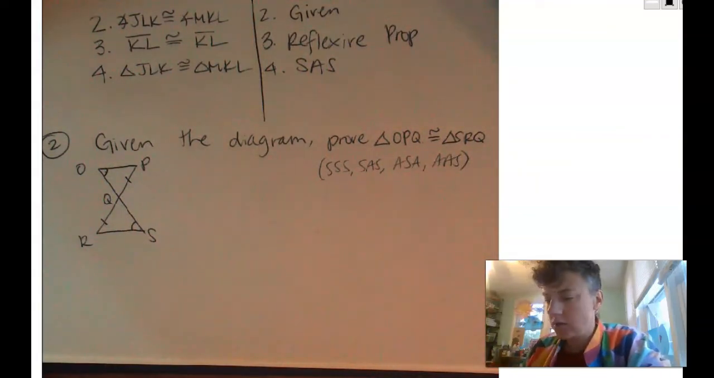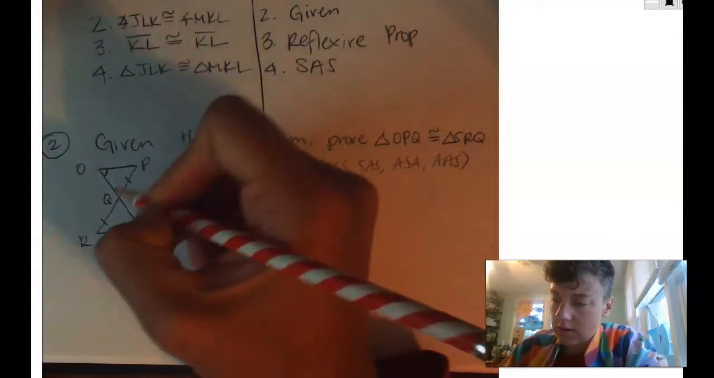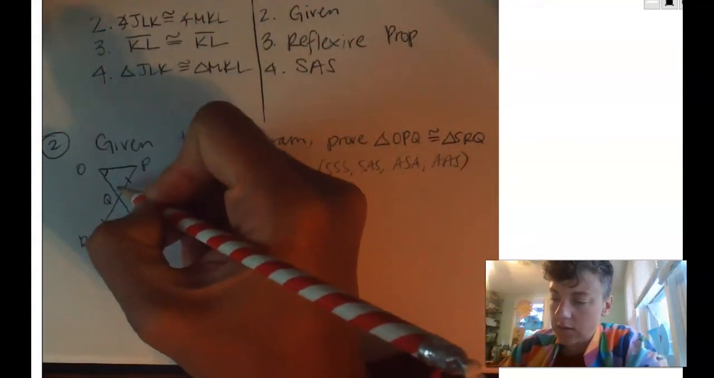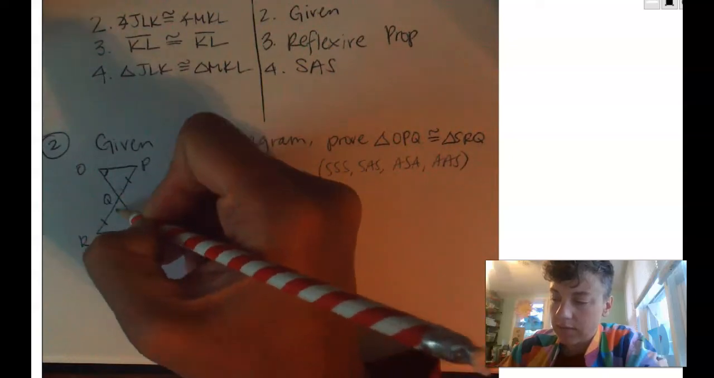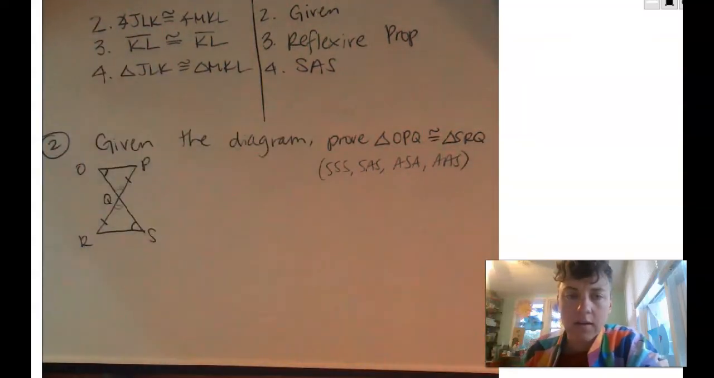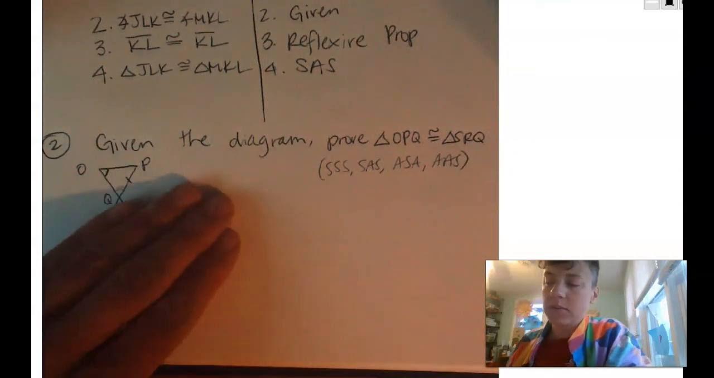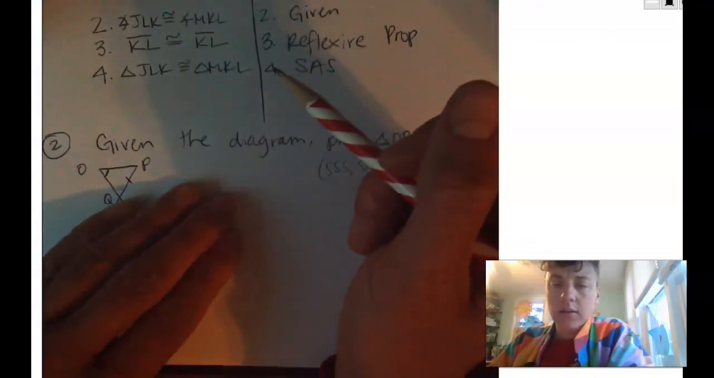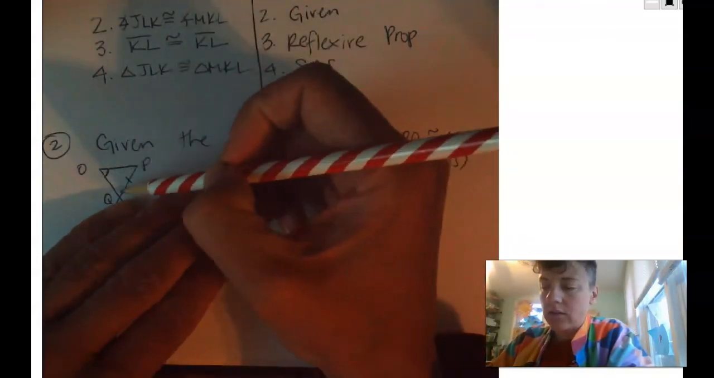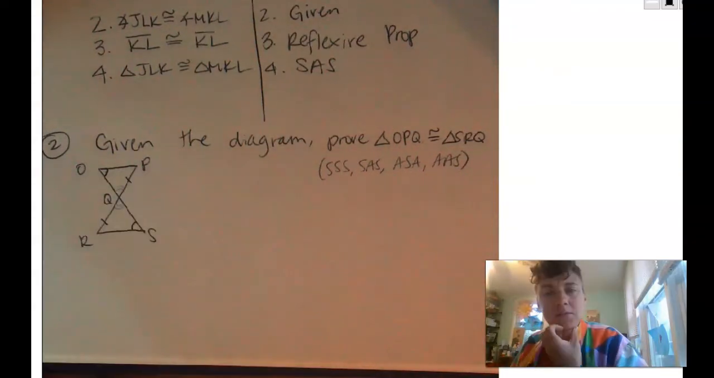We do, however, have some vertical angles. Right? These vertical angles are going to be congruent. And then let's cover up one triangle, see what we got. Oh, this will be angle, angle, side. These triangles are going to be congruent by angle, angle, side. All right, not bad.